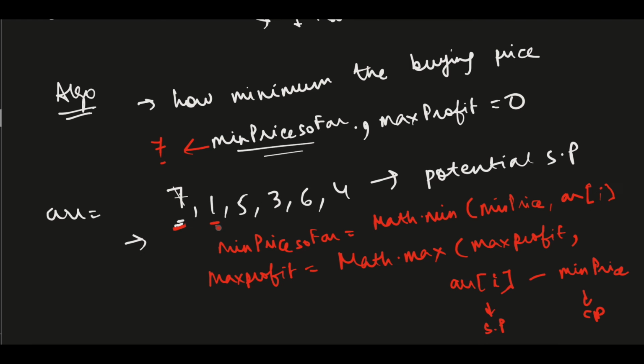Like, the current element now is 1. Earlier our min price so far was 7, but 1 is smaller. So this will change to 1. So min price so far becomes 1. Now if min price so far becomes 1, I have to try to calculate the maximum profit over here.